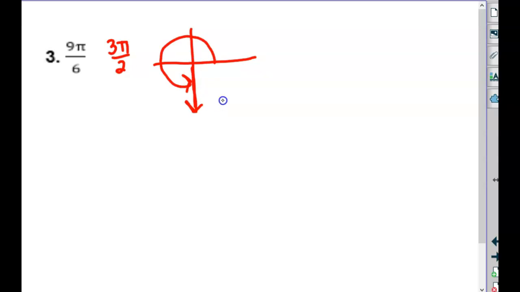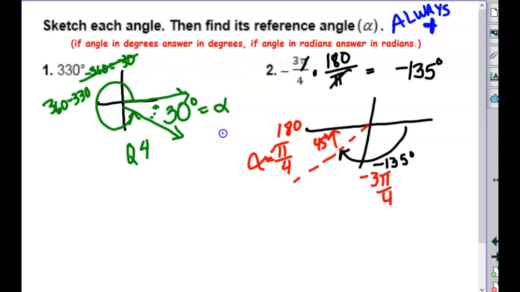All right, 9/6, which makes no sense to me because it reduces to 3/2. So it would look like this. What is that in a particular quadrant? It's called a quadrantal angle. Okay. It doesn't have a reference angle. And it's not in a particular quadrant. Did I forget to label this one? This one was in quadrant 2, right?